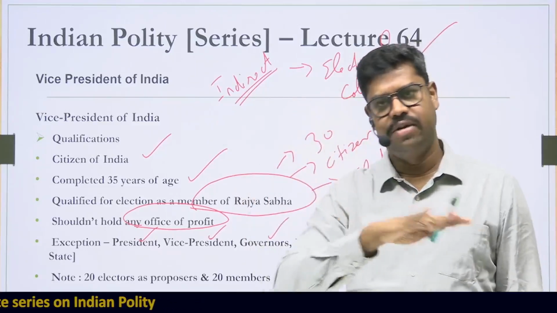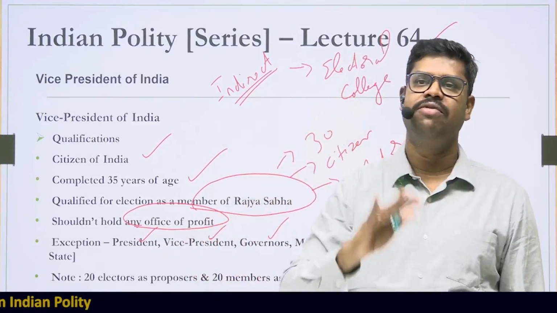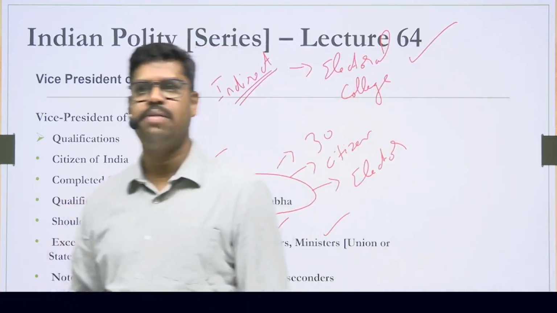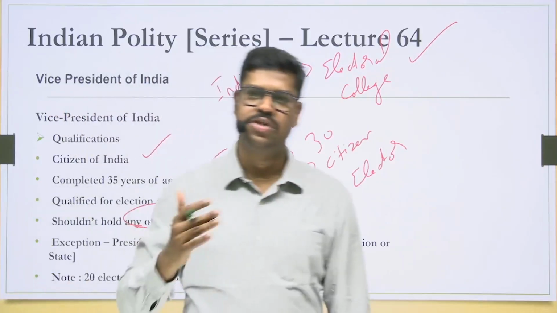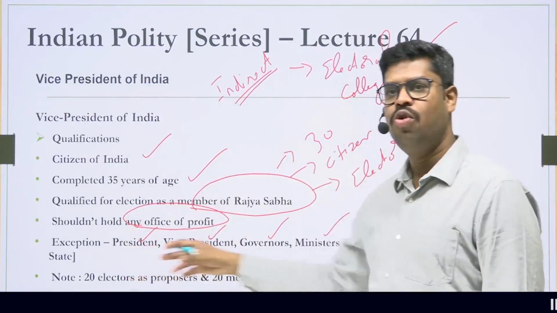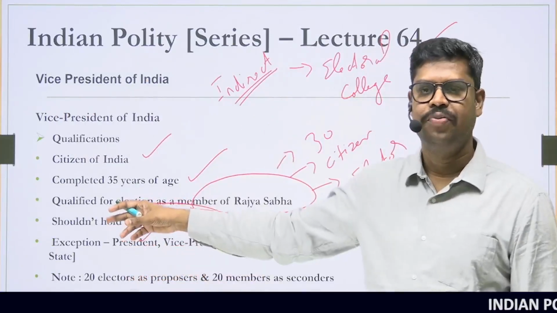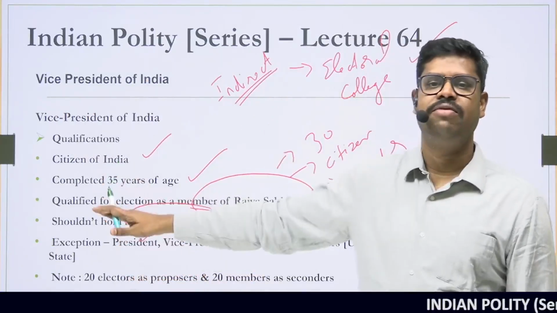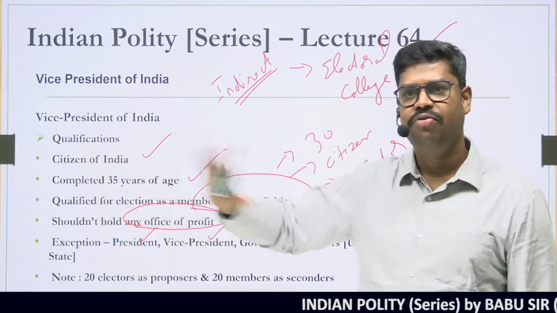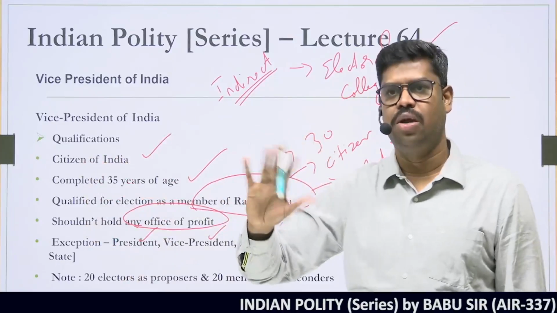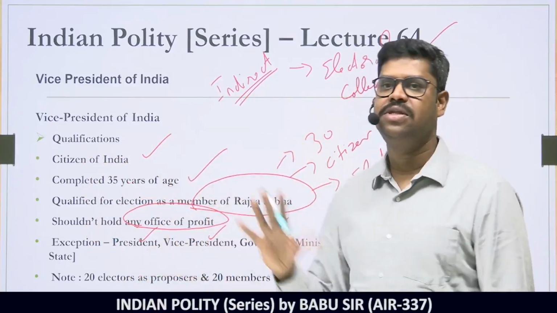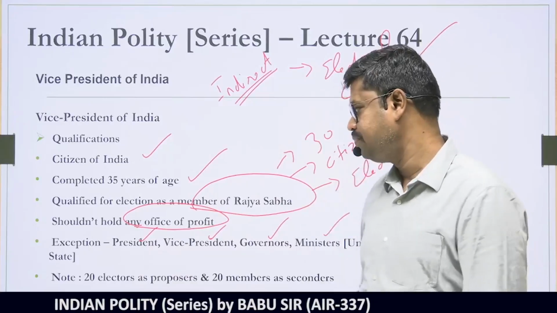A sitting governor of any of the states, without resigning from the office, can contest election to the office of the Vice President. A sitting minister, be it a central minister or a state minister, can contest election to the office of the Vice President, because these offices would not be considered to be an office of profit, since these exceptions are given in the constitution itself. Apart from this, the other officers are not allowed, because they would be considered to be an office of profit.